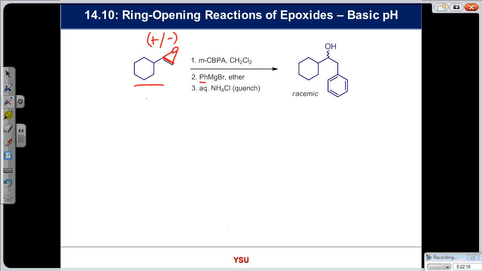Now, PhMgBr, what do we know about that? Give me some ideas of its characteristics. What do you know about PhMgBr? What's it good at? It's a Grignard, I agree, it's a Grignard. But what's it good at? It's good at being a Grignard reagent. What are Grignard reagents good at being? Nucleophiles, thank you. It's a very powerful nucleophile, it's also a very powerful base.